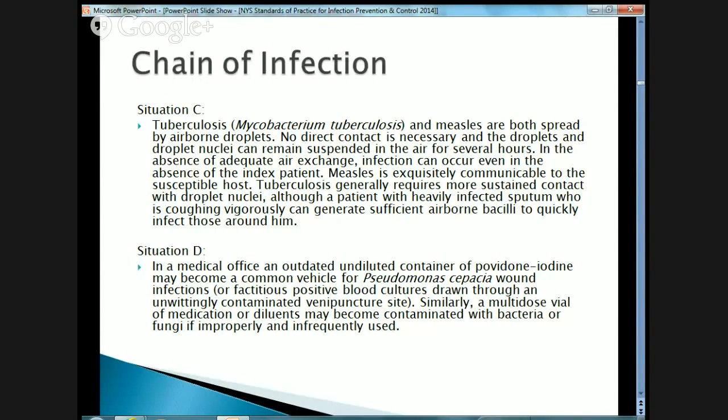Also noted, it hasn't happened recently, but in a couple of doctors' offices, when you opened the iodine, povidone bottle, they found there was some Pseudomonas in it and it caused a number of infections.